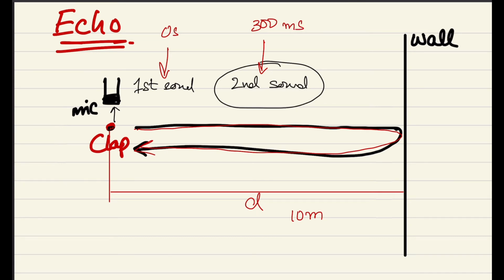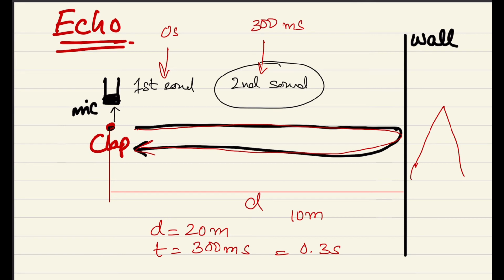Now look at the distance that the sound has traveled. The sound has traveled a distance of 10 meters from the clap towards the wall, another 10 meters from the wall towards the clap. So the total distance that the sound has traveled is 20 meters, and the time is 300 milliseconds. You can just convert that into seconds. That will be equal to 0.3 seconds. Then you can use the famous formula, distance equals speed multiplied by time, to measure the speed of the sound. So the speed of the sound will become equal to 20 times 0.3. Whatever is the answer will be the speed of sound.